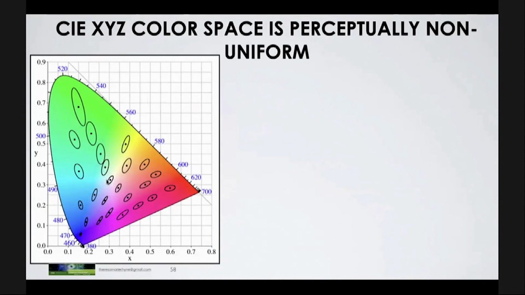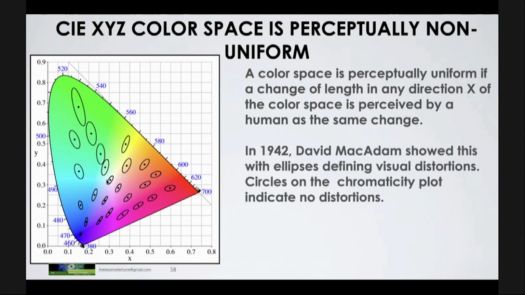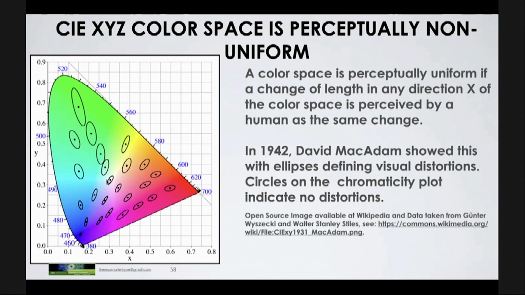Okay, now it turns out when they got into this color space world, people began in the 40s and 50s to sort of say, hey, this diagram isn't right. It's too heavy on the green. That people are not seeing this uniformly. And so perceptual uniformity means a color space is uniform if a change of length in any direction of the color space is perceived by the human as the same change. Now, those ellipses mean that if I step out, it's not an equal change. And MacAdam was the first guy to notice that these ellipses defined that the color space was not perceptually uniform.